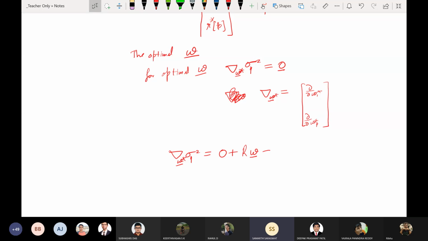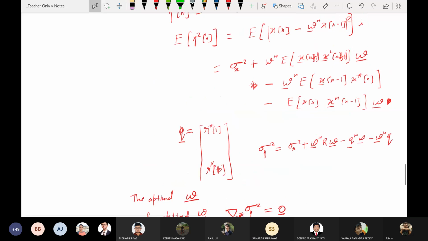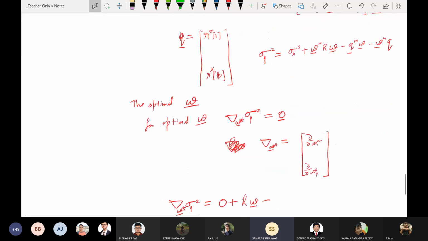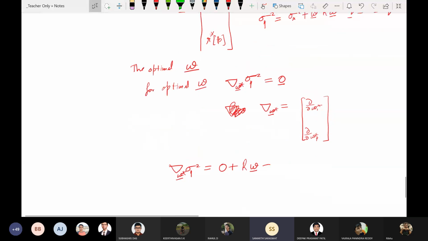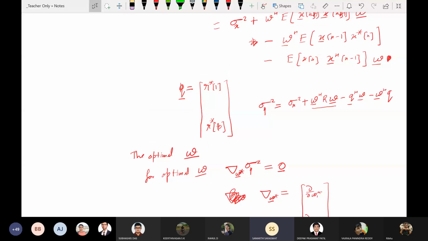Can you explain just a bit of the math behind differentiating that W Hermitian matrix with respect to W conjugate? Yes. See, W Hermitian R W is a scalar. Sir, W Hermitian is not a scalar. W Hermitian R W is a scalar.